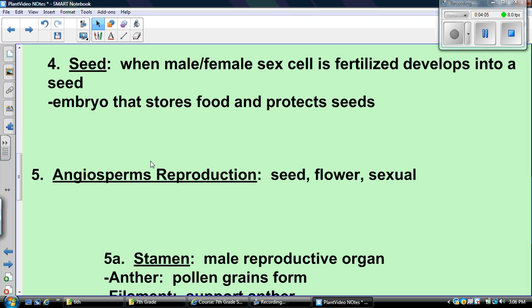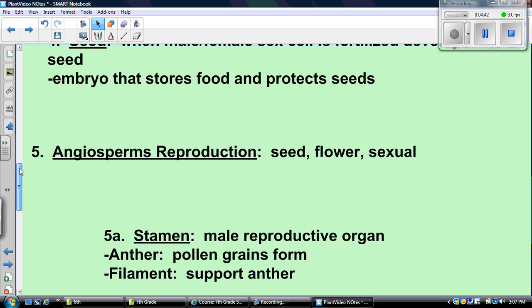Okay, so the seed is where the male and female sex cells are fertilized. So basically the female sex cell in the ovary gets fertilized by the male sex cell, and that creates a seed. An embryo forms inside the seed, and that's what stores food and protects it. When we talked about that in our evolution unit, angiosperms that made seeds that were protected were allowed to evolve and survive over time in different climates. That's one of the reasons why angiosperms make up most of the plants on earth.